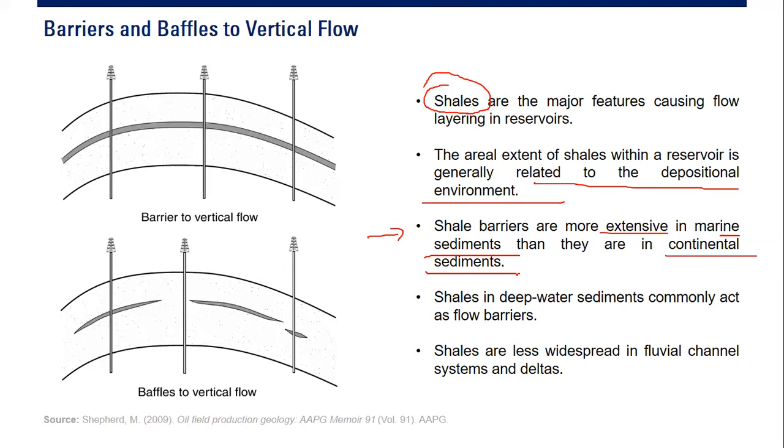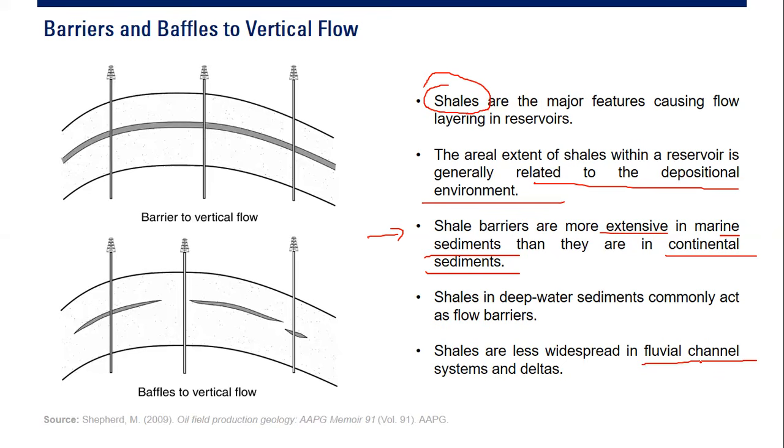Shales in deep water sediments commonly act as flow barriers. Shales are less widespread in fluvial channel systems and deltas. So fluvial means river. Okay, so we have more extensive, more continuous, more widespread shale in marine sediments, deep water sediments, but they are less spread in fluvial channels or deltas. So if you have a fluvial reservoir or deltaic reservoir, then sort of good news for you. You are the lucky guy here. Okay.